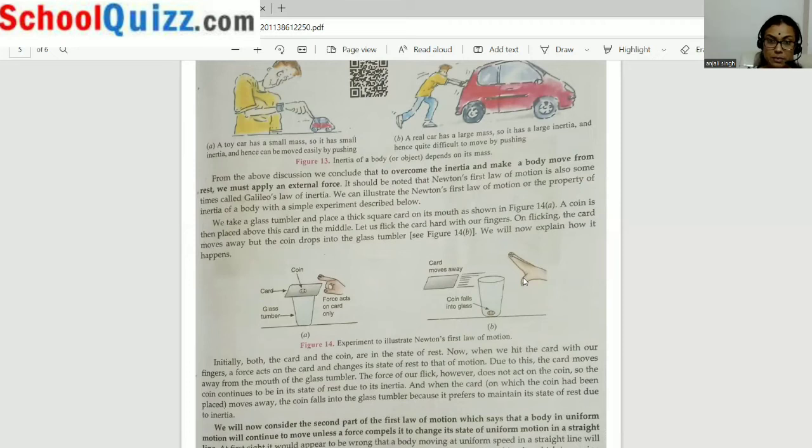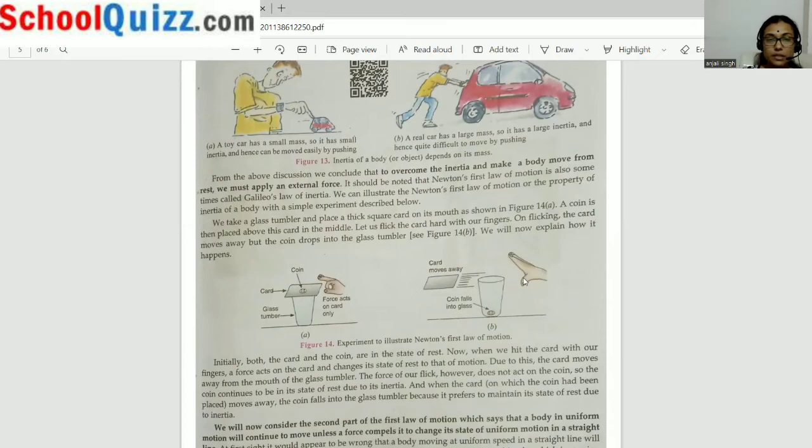The coin experiment, that is the first law of motion. You can see this coin in the first diagram, figure 14. The coin was placed on the cardboard over a glass tumbler, and force acts on the card only. Now you are applying a force. Please do this example. It's very easy and interesting also. Maybe you did it also, but now you know the concept behind it.